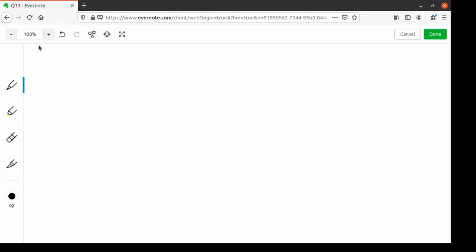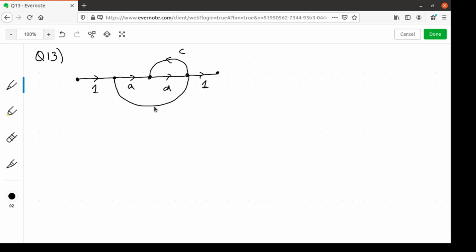We'll now start solving the problem. Let me first draw the signal flow graph given. We have a forward path gain of 1, then a forward path of A, B, and finally again 1. Now we have two feedback paths. One is C, the other one is E.